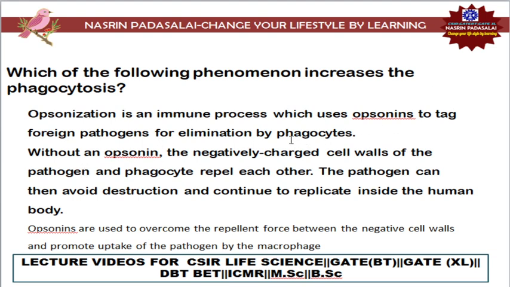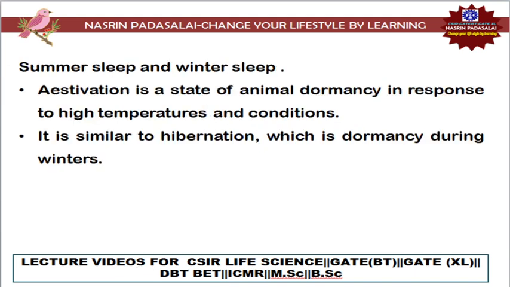Without this opsonin, the negative charge present in the cell wall of the pathogen and the phagocyte will start to repel each other. This allows the pathogen to avoid destruction and continue to replicate inside the human body. So here come the opsonins, which are significant proteins that play an important role in the process of opsonization. They are used to overcome the repellent forces existing between the negative cell wall of the pathogen and the phagocyte, and they promote uptake of the pathogen.